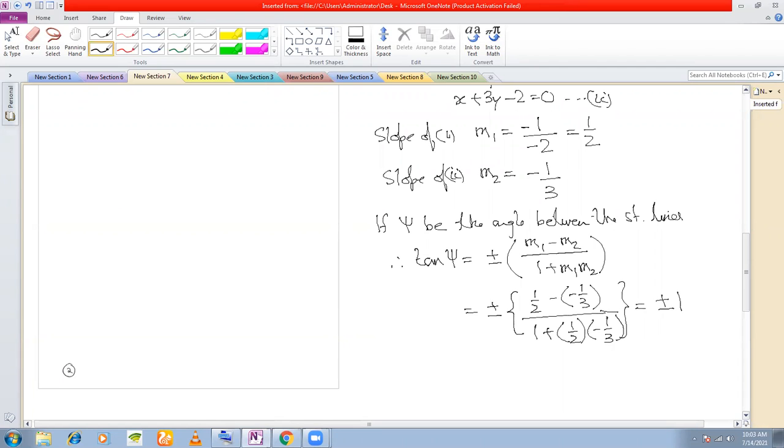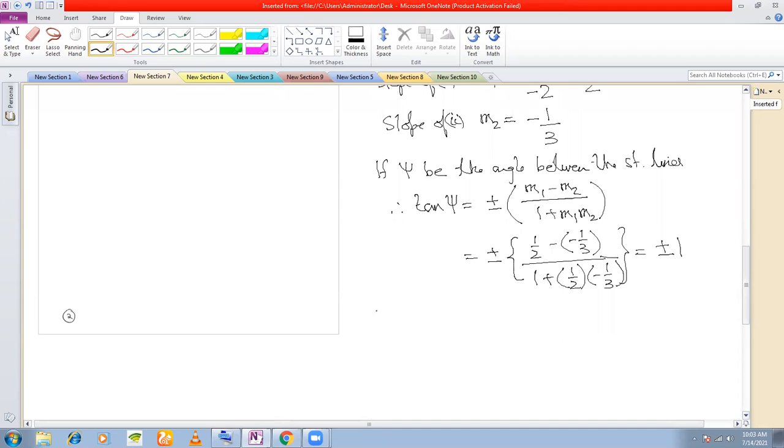Okay. Leave the plus or minus, don't look at the sign right now. So you simplify the expression within the curly brackets. You will get 1. So you get plus or minus 1. So you have two cases. Case 1: when tan psi is equal to plus 1.